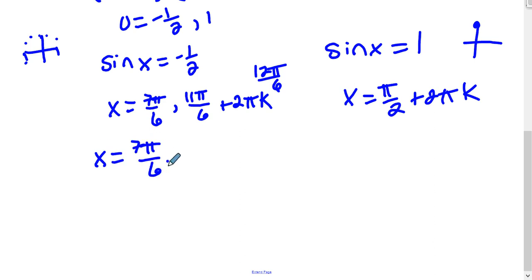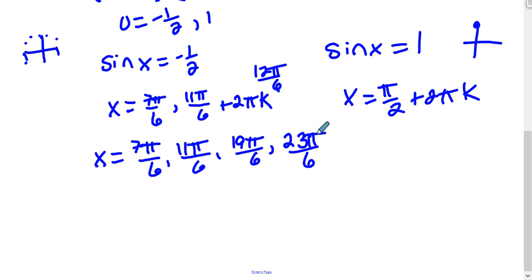So 7 pi over 6, 11 pi over 6. I'm going to add 12 pi over 6 to 7 pi over 6, which is 19 pi over 6. Well, 19 pi over 6 is less than 4 pi. And then I'm going to add 12 pi over 6 to 11 pi over 6, which gives me 23 pi over 6. So 23 pi over 6 is less than 4 pi.